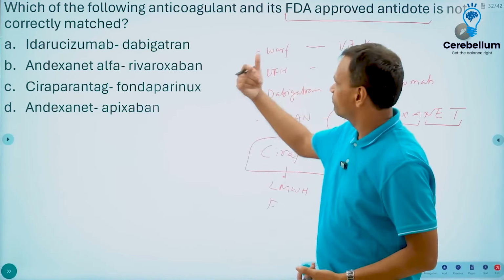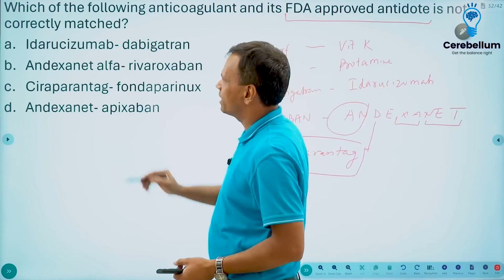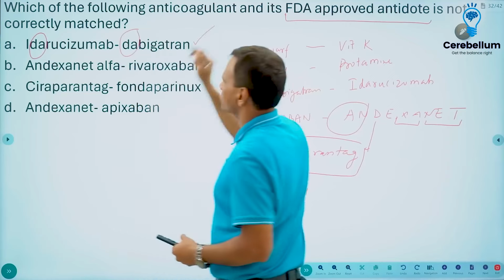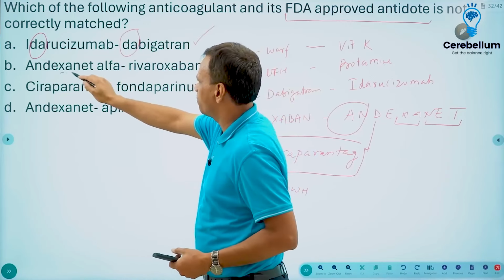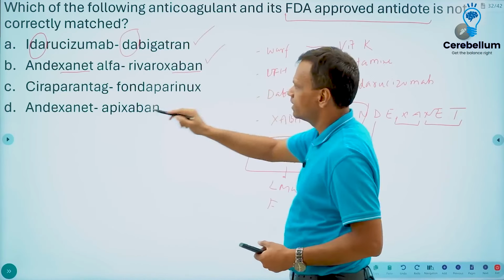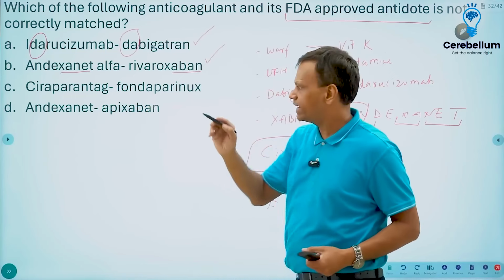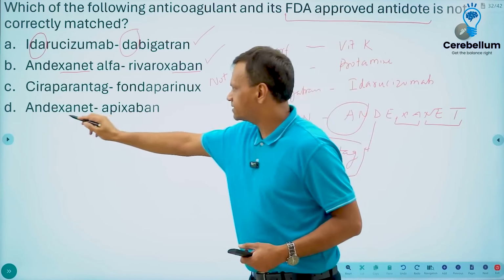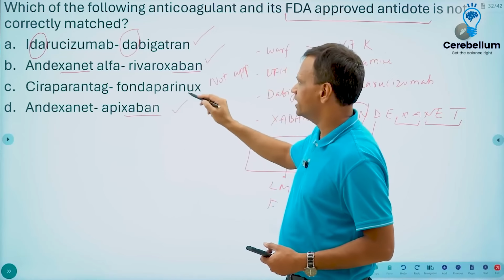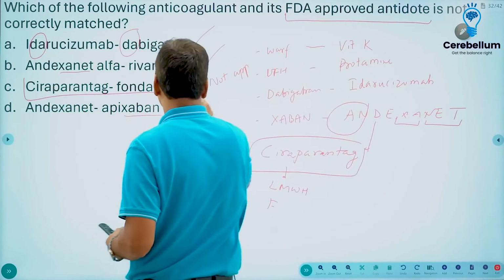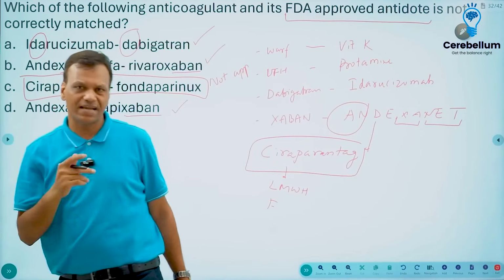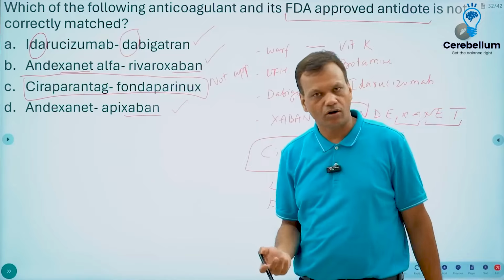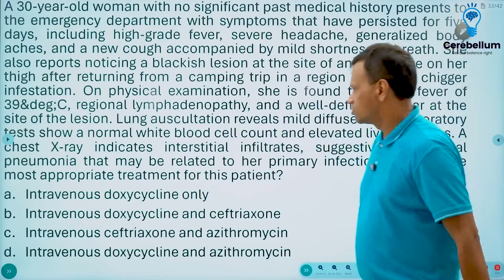So now read the question carefully: which is not correctly matched? Idarucizumab, DA means dabigatran, so it is right. And Andexanet alpha, 10A blocker, so hexabans, that is right. Siraparantag, fondaparinux, although it is right, it is not approved. And Andexanet, apixaban, again hexaban, this is right. So the answer is Siraparantag and fondaparinux. Although this is an antidote, it is not FDA approved, and it is not used clinically at all. Okay, so moving to the next question.